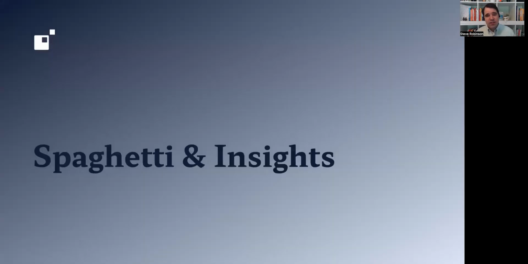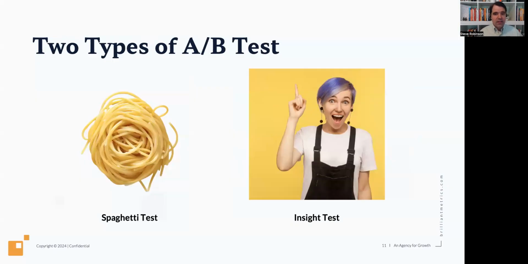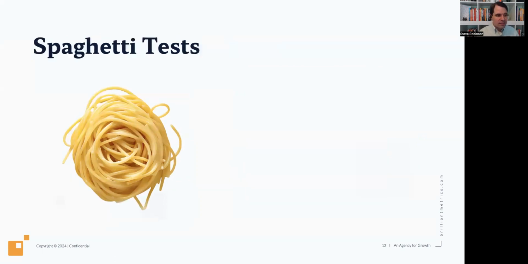All right, let's talk about the two different types of A/B tests. We call them here at Brilliant Metrics spaghetti and insights. I don't know what the rest of the industry really calls them. I haven't seen good monikers or names for this, so this is how we end up with these terms internally. But these are two different types of A/B tests that you can run in different contexts.